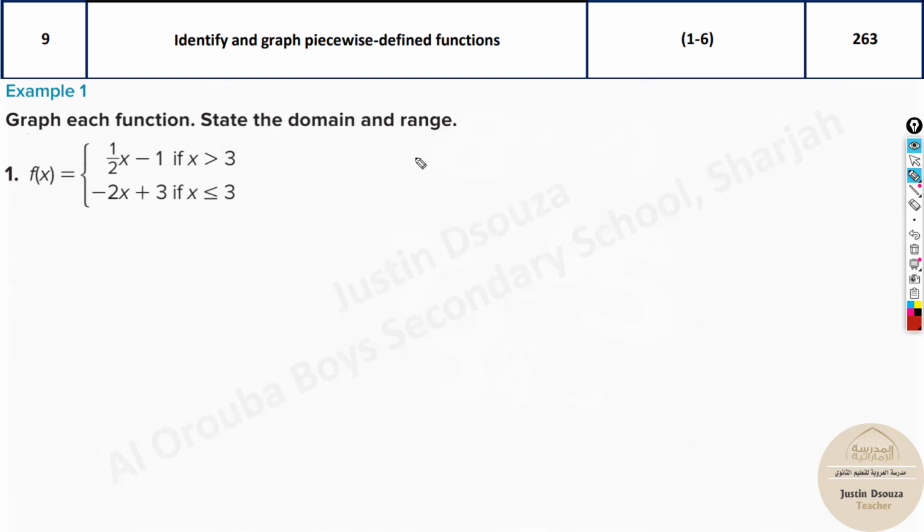Now in this graph, if you graph this coordinate, at x equals 3, somewhere around 3, there will be a change in the graph. There will be a discontinuity. What happens is that anything greater than 3 will follow this equation, so anything greater than 3 will have the first equation. Now what is this first equation? Half x minus 1.